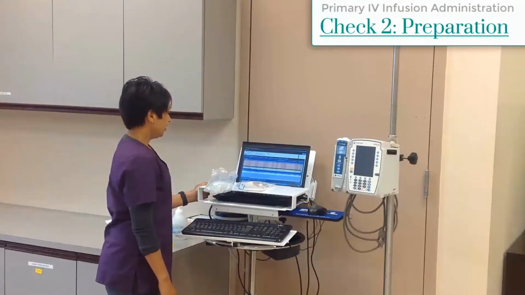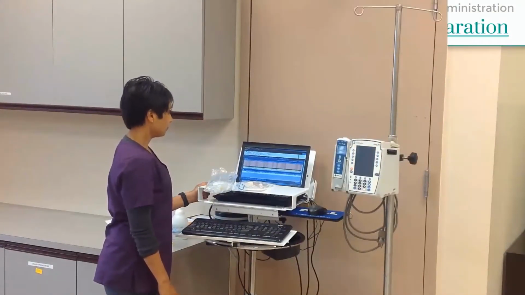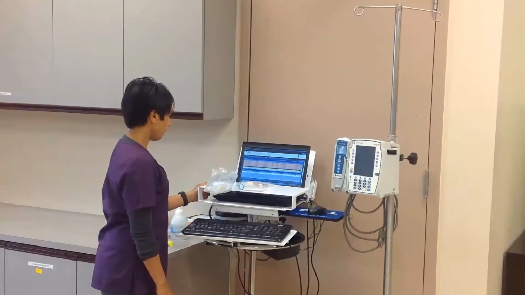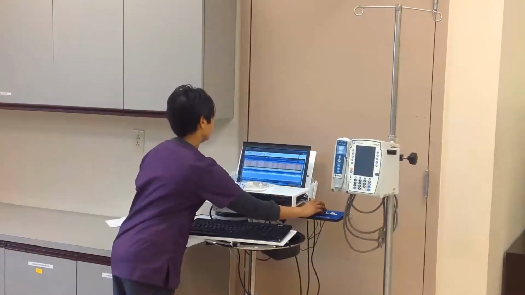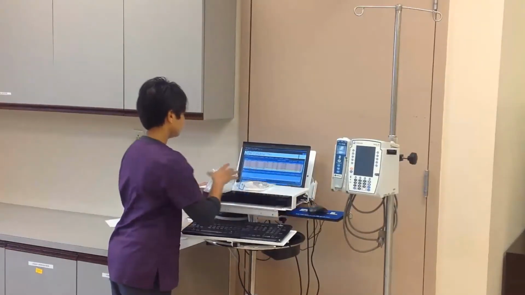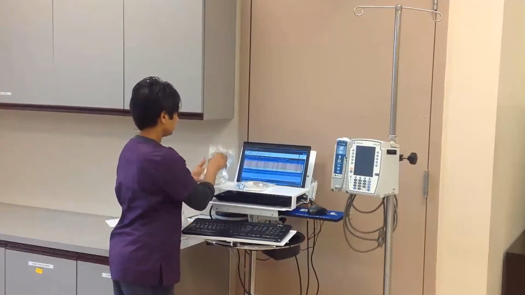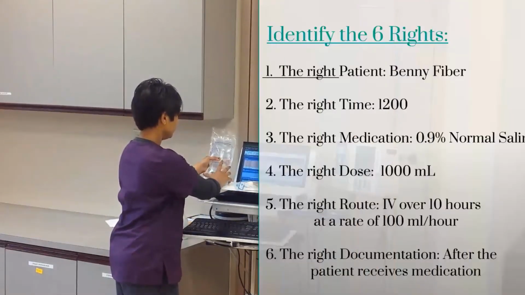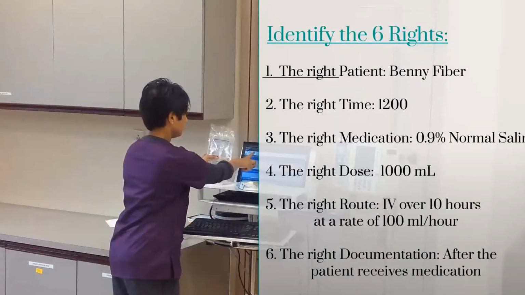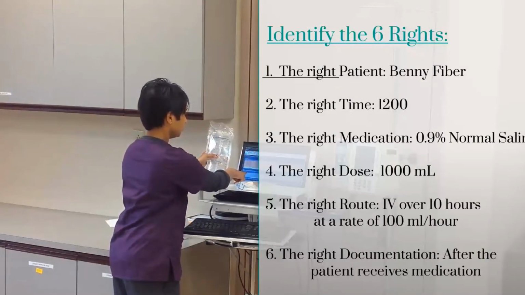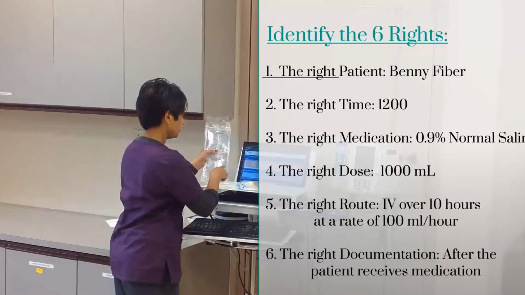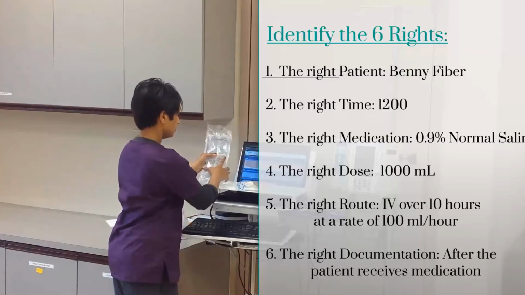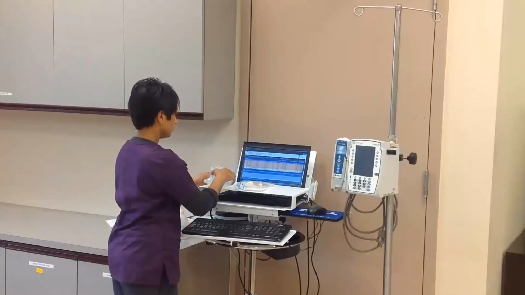Check 2, preparation. In a quiet spot. This location will vary depending on your clinical unit. Highlight the medication on the MAC. Check the 0.9% normal saline again using the 6 rights and explain the nursing responsibilities. Benny Fiber at 12 o'clock is receiving 0.9% normal saline, 1,000 milliliters intravenously over 10 hours at a rate of 100 milliliters per hour. You will document after the patient receives his meds.